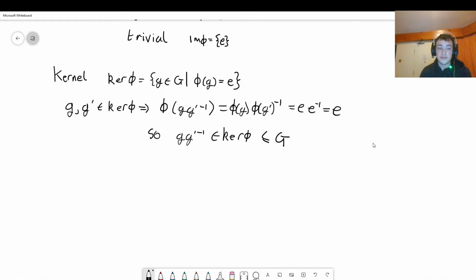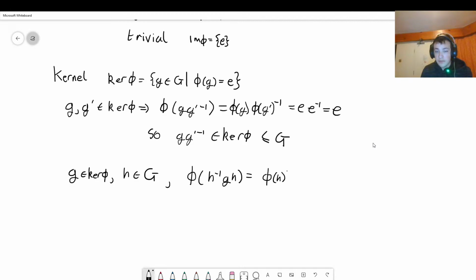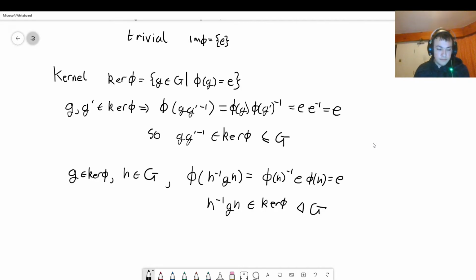Okay, and then we can take this further. Let g be in the kernel and h be in G anywhere. Then we have that phi of h inverse g h is phi of h inverse e phi of h, which is just e, so h inverse g h must be in the kernel, which is then a normal subgroup of G.